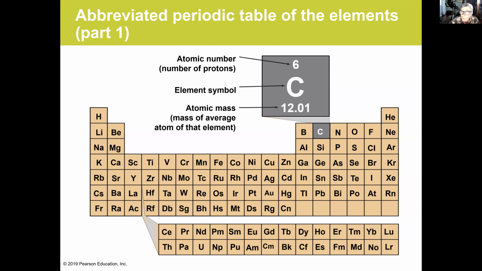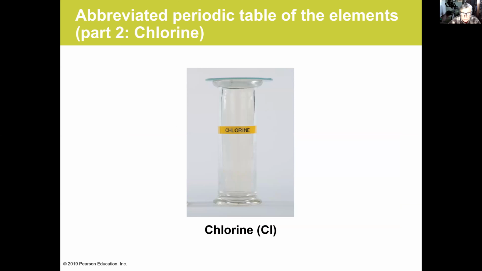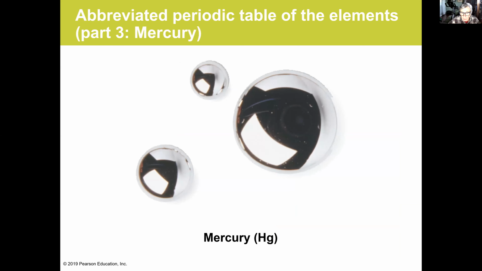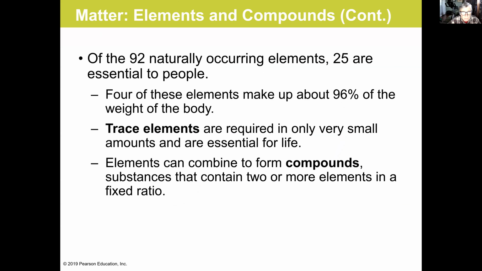So we did talk about the periodic table of elements, the 92 natural elements, and what these symbols mean here. Chlorine, symbol Cl, at standard temperature and pressure is a gas. Here's mercury, Hg. That symbol is for the Latin name of mercury, and at standard temperature and pressure, mercury is a liquid.